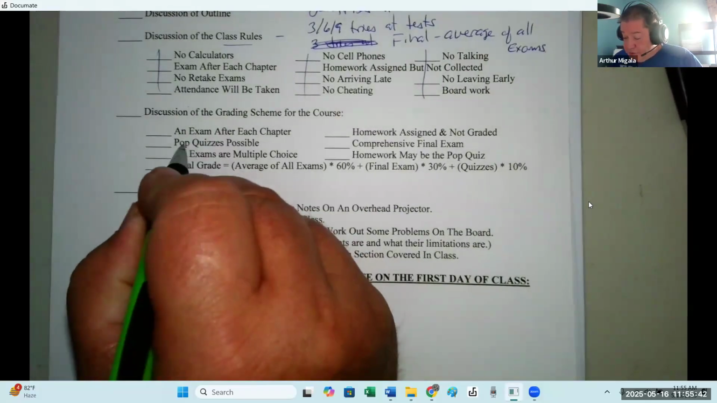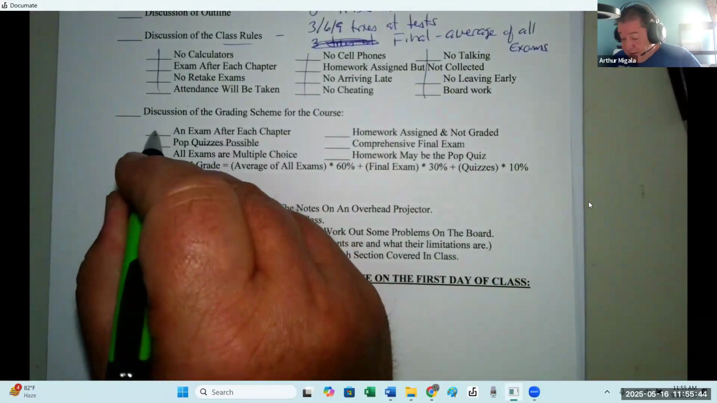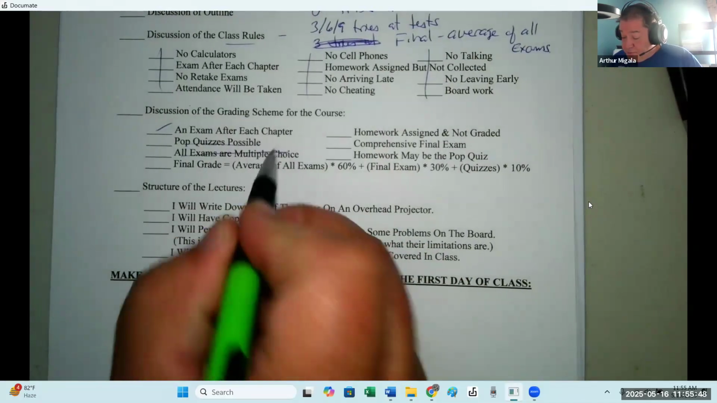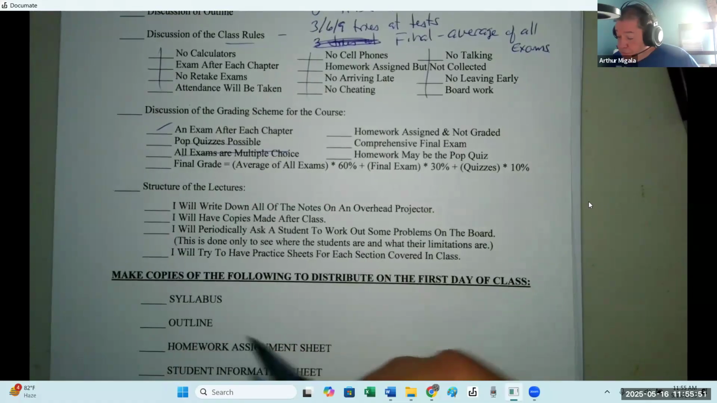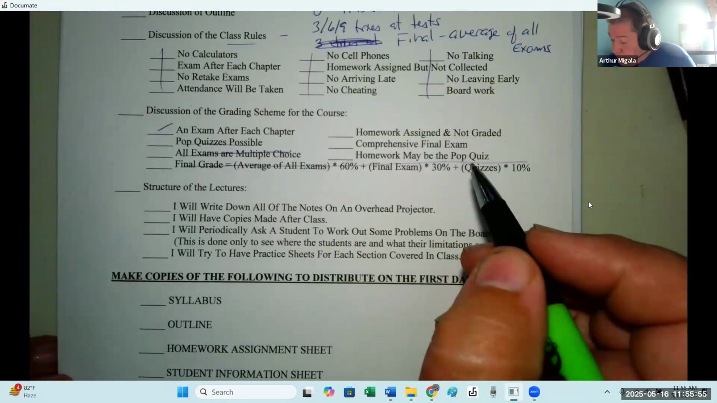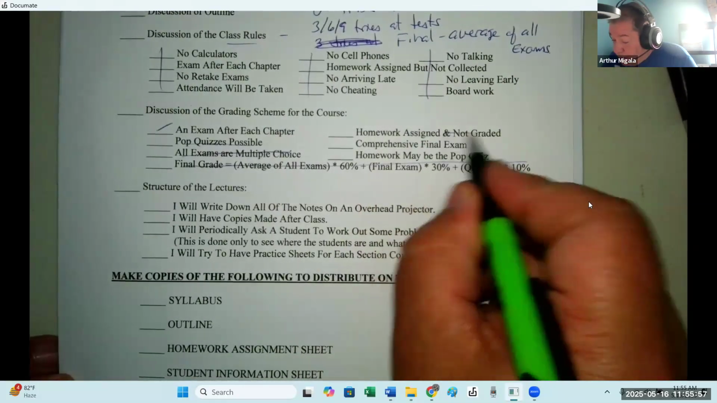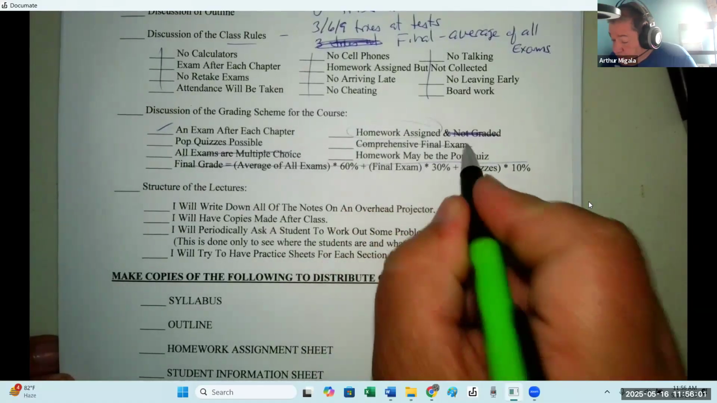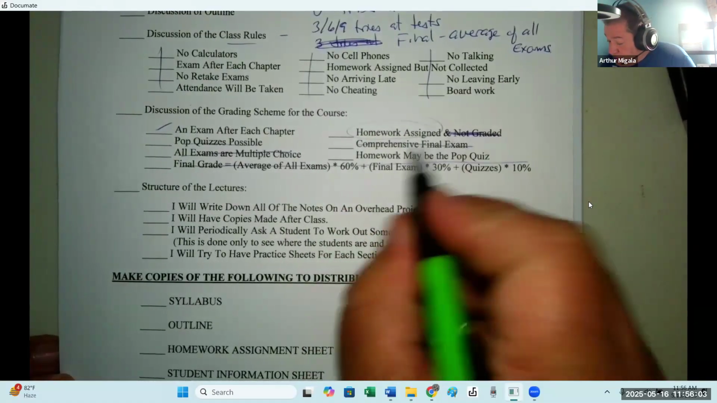We won't have any pop quizzes, just an exam after each chapter. They're not multiple choice because I want to see what you know. And final exam is going to be average of it. Homework assignments are graded. And the final exam is all that.